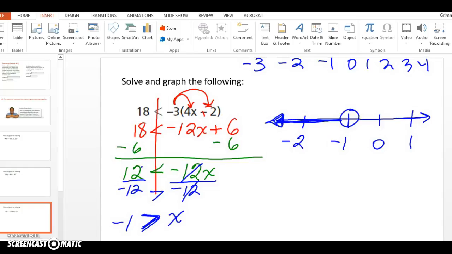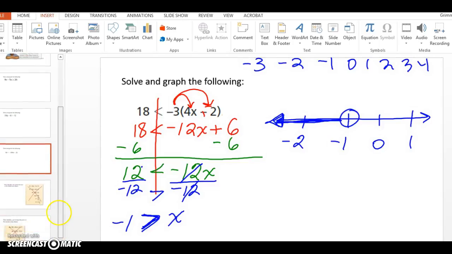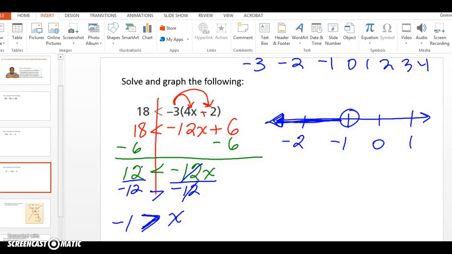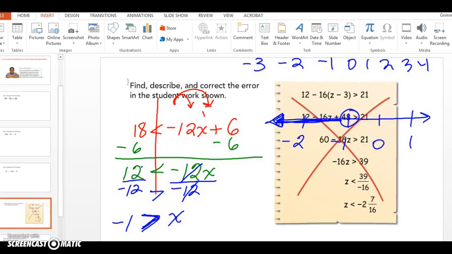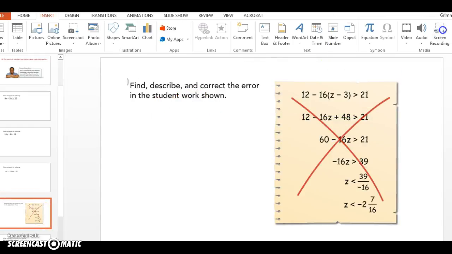Okay. Is the next slide, because I can't see it, is it my practice slide? Oh, I have error ones next. Okay. All right. Let's make sure you guys can find errors. All right, take a second and look at that one and see if you can find the error.